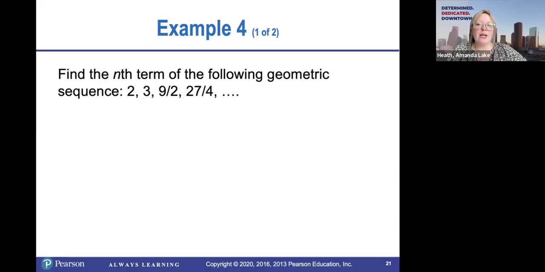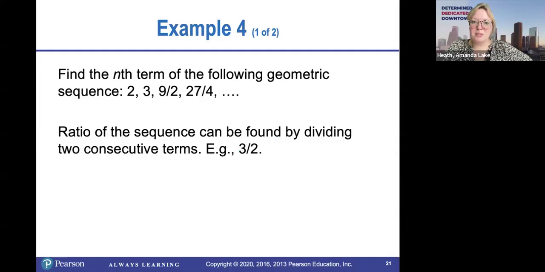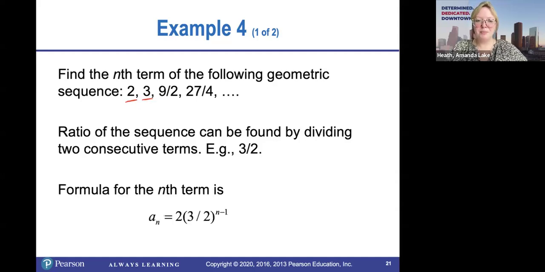Okay, now we have a geometric sequence and we want to find its nth term. We can find the multiple. In the previous example I showed you, we had fractions and it was maybe easier to think about what am I going to multiply to get from one to the next. But we can also just divide two consecutive terms. So the ratio of the sequence can be found by dividing two consecutive terms. So if we take 3 and divide it by 2, that's our ratio, 3 over 2, because 2 times 3 over 2 will give us 3.